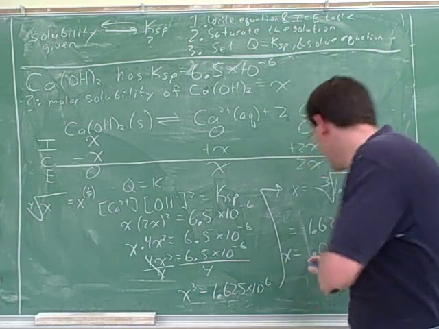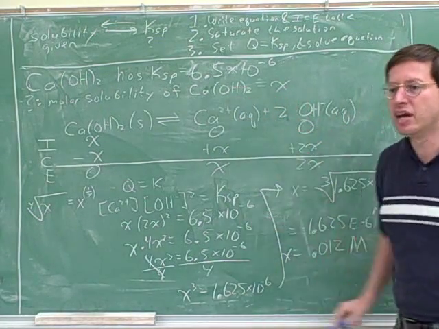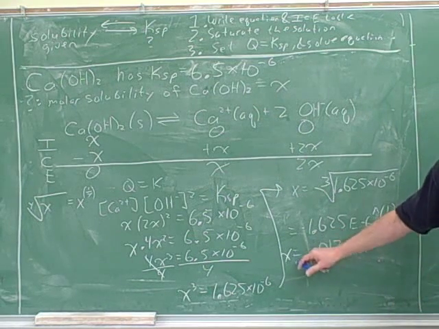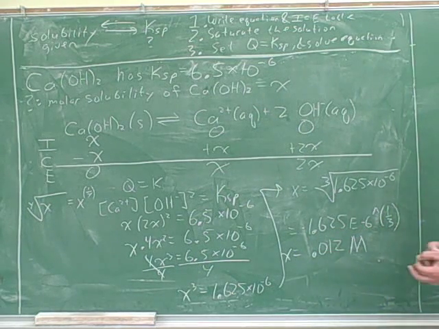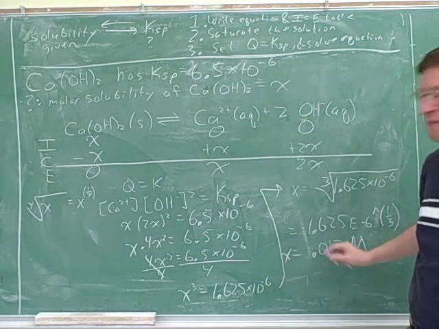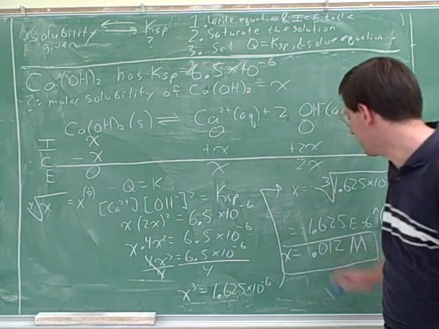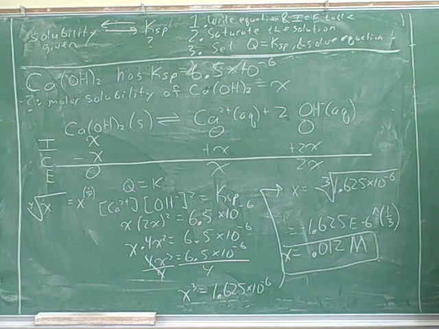So we don't have to do any thinking to see that this is the answer, because we figured out that X equals 0.012. But we said that X is the molar solubility. We decided to use X to stand for the molar solubility, so this must be the answer. X is the molar solubility. So the molar solubility of this salt is 0.012 molar.